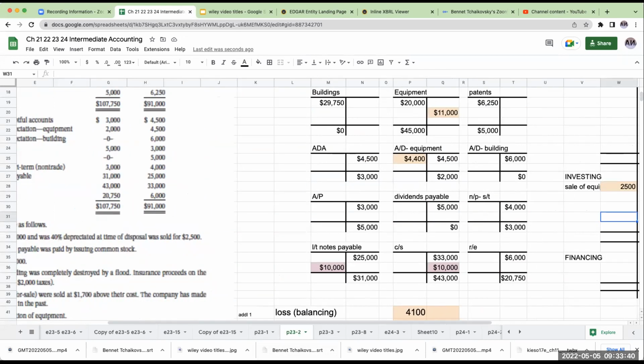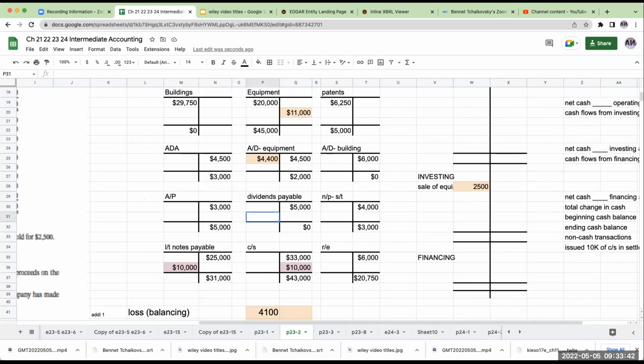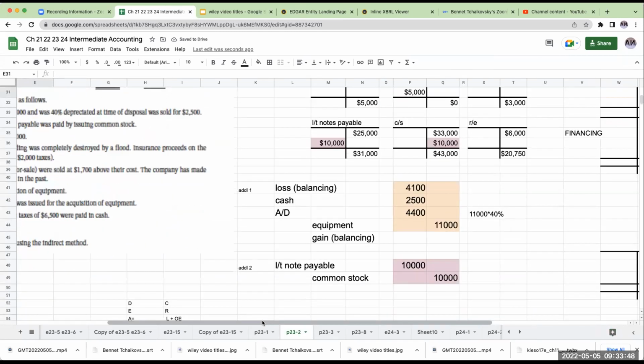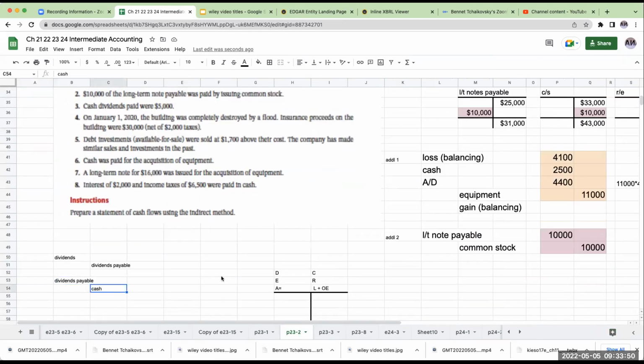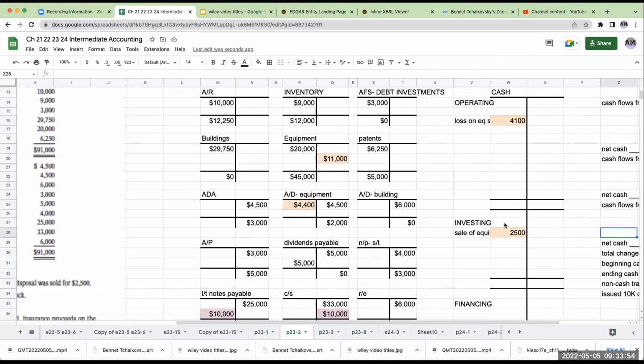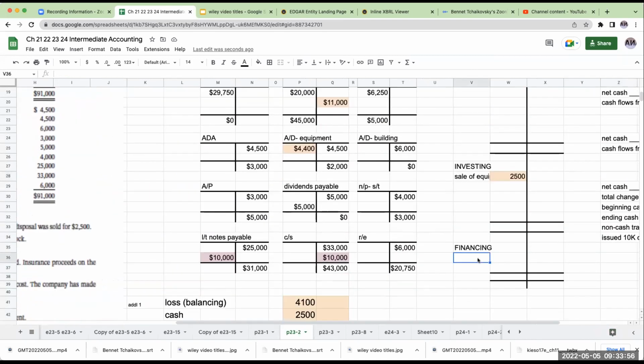So over here, I'm going to go ahead and debit dividends payable, because when I pay the dividend, I'm going to see dividends payable, cash. And then I'm going to do the opposite to cash, or I'm going to credit cash down here in the financing section. This is going to be payment of a dividend.